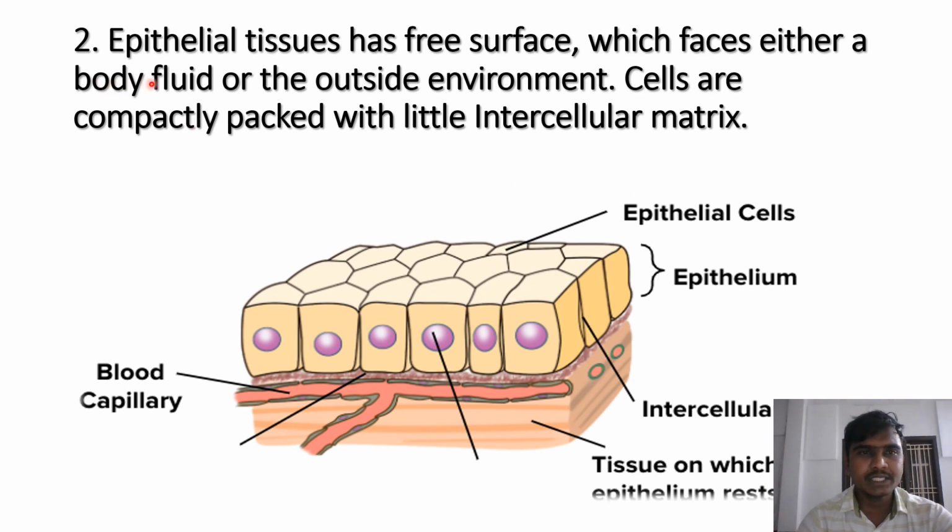Second point: epithelial tissue has a free surface, which faces either a body fluid or the outside environment. Cells are compactly packed with little intercellular matrix. Do you observe this diagram? This is the little intercellular matrix. So these are tightly packed with little intercellular matrix. This is the blood capillaries. These are the epithelial cells. This region is called epithelium.